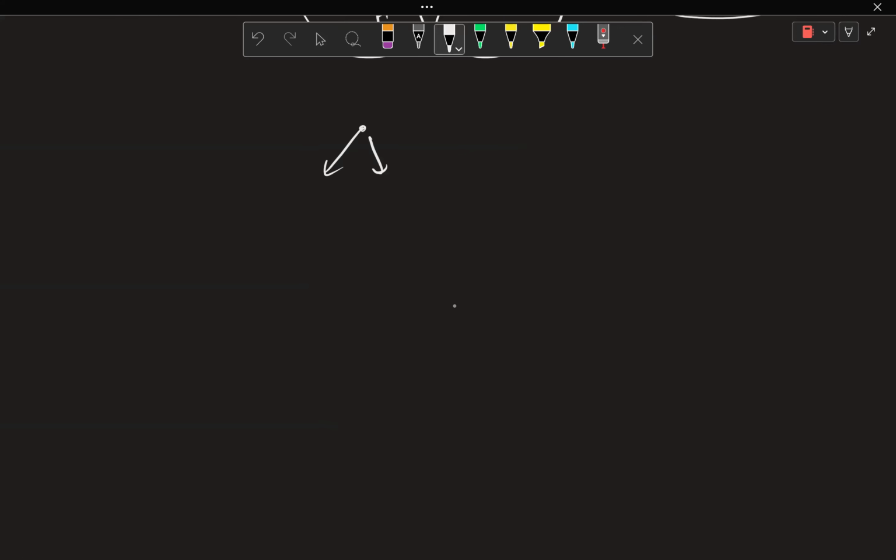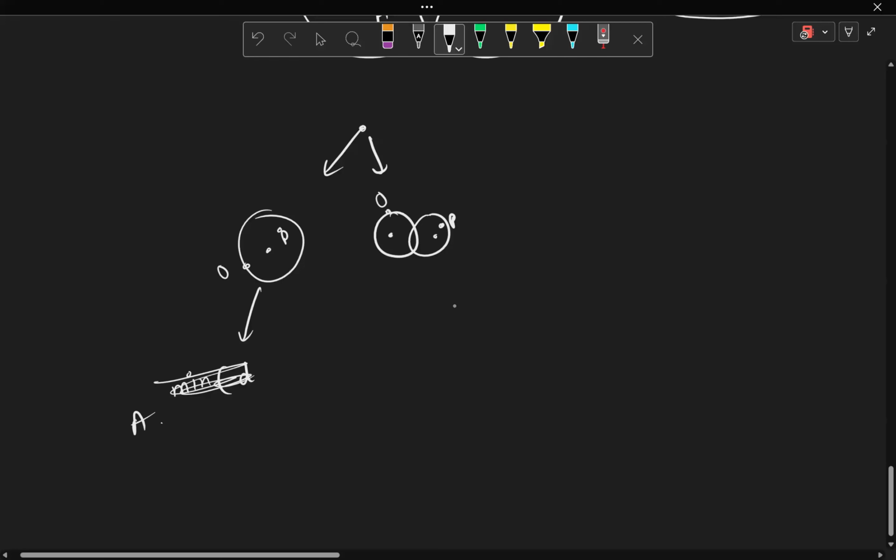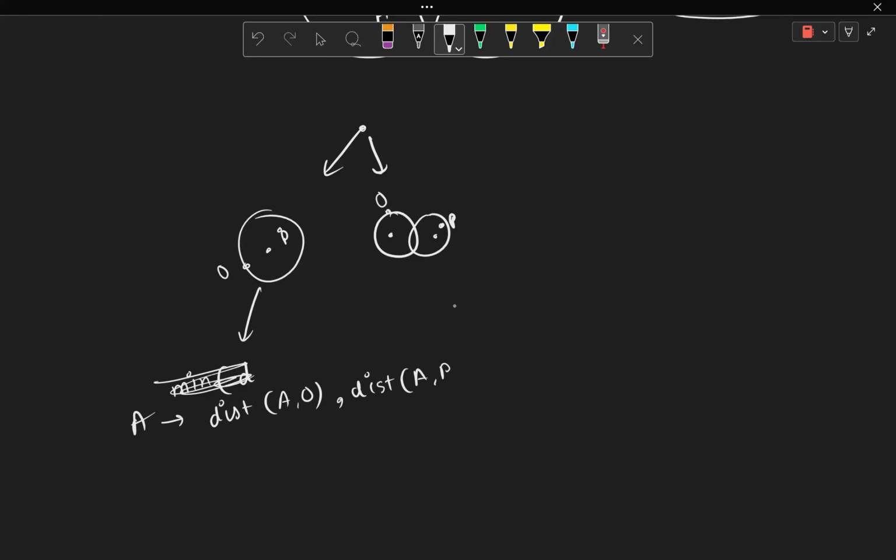Either you fit both points O and P in one circle, either A or B, or you choose some W such that point O lies in one circle and point P lies in the other. For this, the answer is the minimum of these cases. If you choose circle A, it would be the dist of A to O and dist of A to P. To cover both of them, you just take the maximum of them.